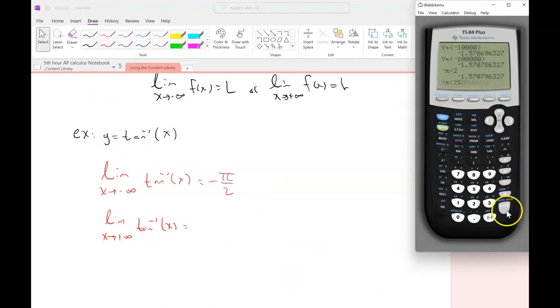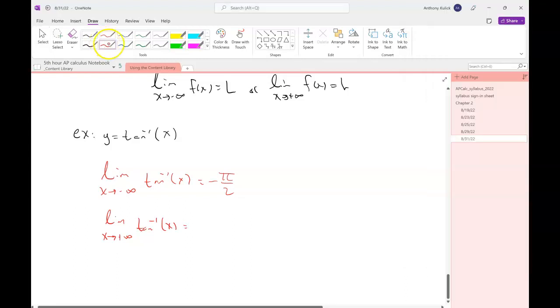Let's go ahead and just jump to the chase there. Looks pretty good.